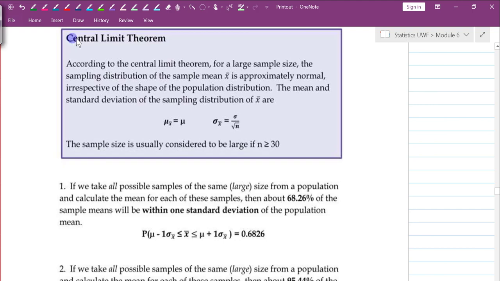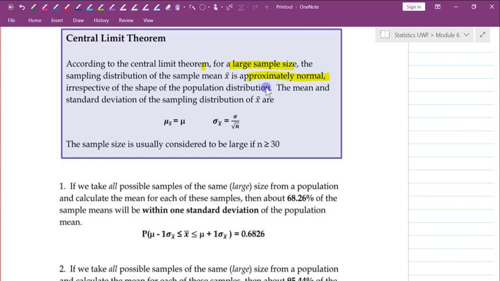According to the central limit theorem, for a large sample size, the sampling distribution of the sample mean x bar is approximately normal, irrespective of the shape of the population distribution. So it doesn't matter if the data comes from a uniform distribution, if it's skewed to the right, skewed to the left, if it's bimodal, the distribution shape doesn't matter as long as we get a large enough sample. Then, because n is sufficiently large, the distribution of the x bars will assume a normal distribution. Very, very important, very powerful.